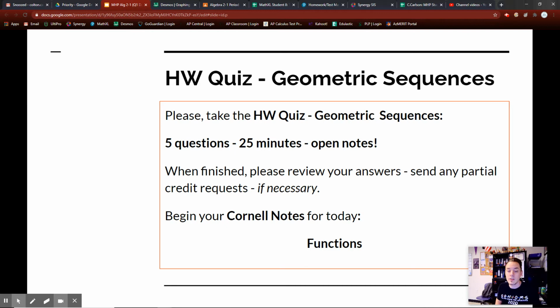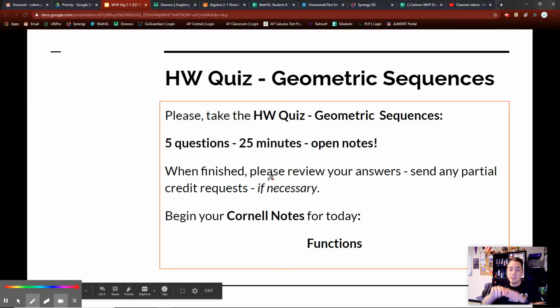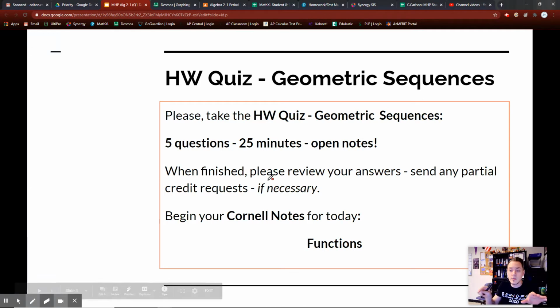Of course, open notes. Remember, always send me partial credit. Just send it to me. Just put, hey, this is the homework quiz, geometric sequences on the subject. And then just say, hey, on this question, I accidentally put this, or maybe I put this but really wanted that. Can I get partial credit? Just ask that, and then I will definitely look into it.